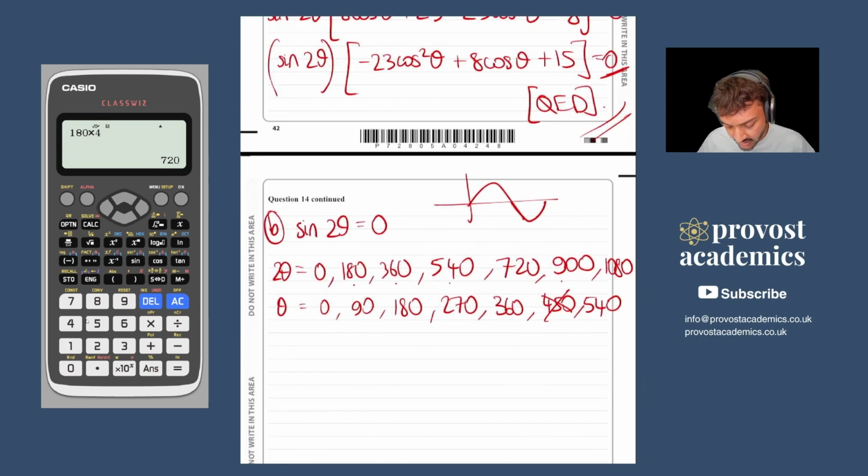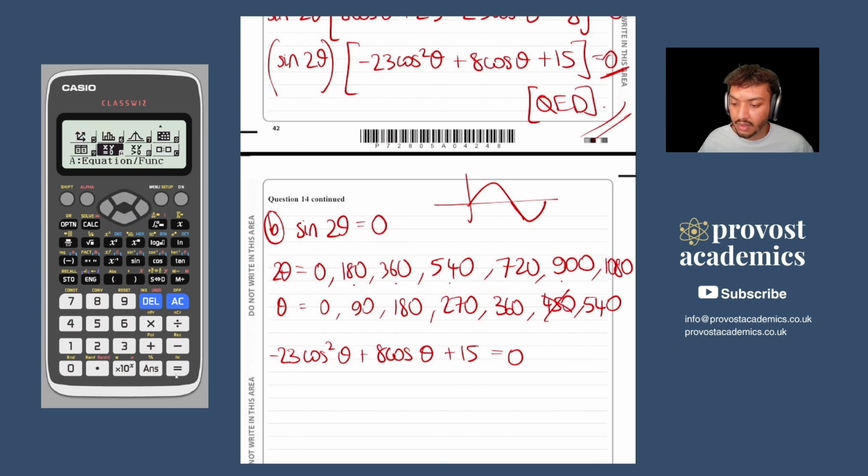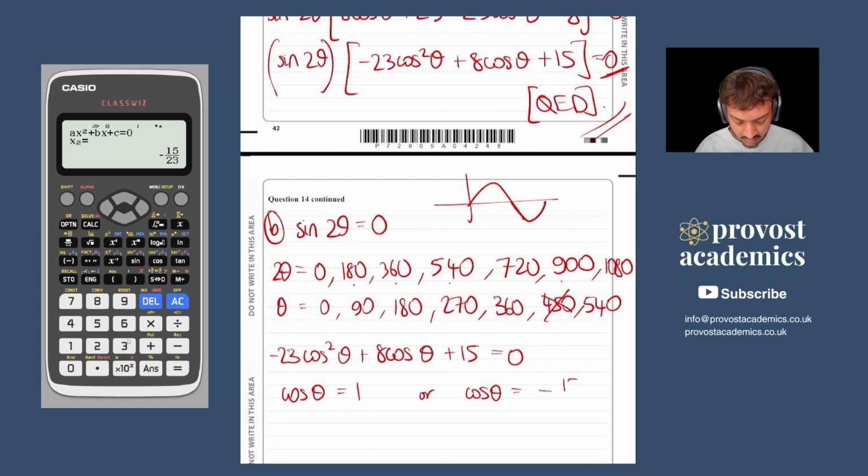So now let's fry the other fish, which is going to be minus 23 cos squared theta plus 8 cos theta plus 15 is equal to 0. So I can come to my quadratic solver and give it the numbers. I have minus 23, 8, and 15. So I have cos theta is equal to 1, or something that looks a bit funkier. So cos theta is equal to minus 15 over 23.